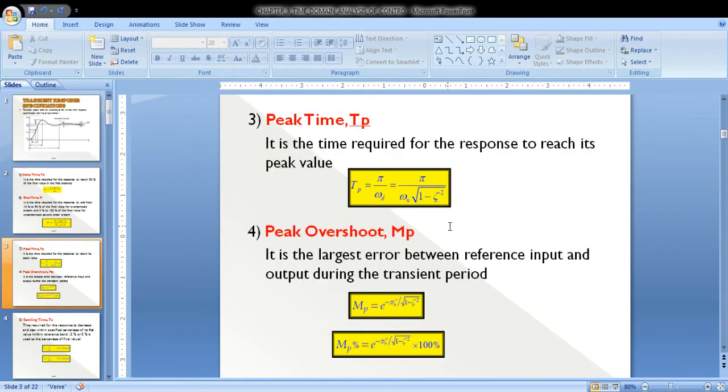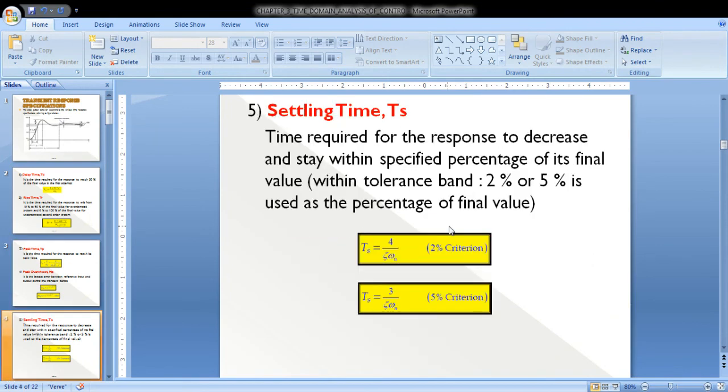And to calculate Ts, we have the equation Ts equal to 4 by zeta omega n, where we have a tolerance capacity of 2%, and in a similar way if we have a tolerance capacity of 5%, the equation would vary to Ts equal to 3 by zeta omega n seconds.